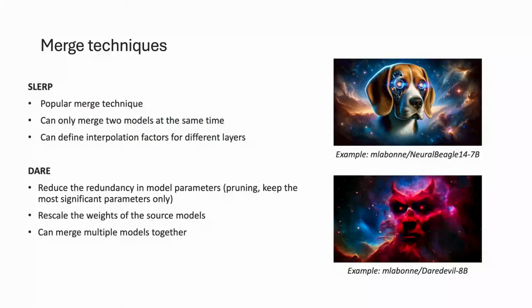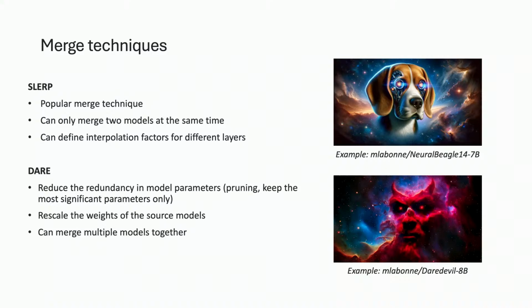About the merge techniques themselves, I want to mention a few of them. The first one is called SLERP. It stands for spherical linear interpolation. The idea is to apply spherical linear interpolation to the weights of different models. You can only merge two models at a time with this technique, but you can tweak it with different interpolation factors for different layers. Here's a model that I've made, NeuralBeagle14-7B, which was a really efficient way of leveraging the different models that were created by the open source community.